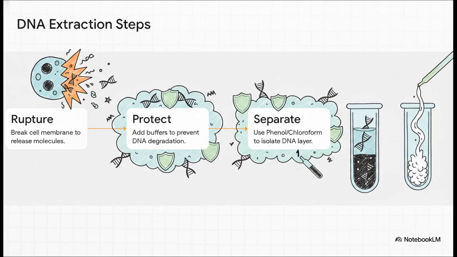Next, we mix in chemicals, specifically phenol and chloroform, and this separates the proteins and lipids into an organic phase, leaving our precious nucleic acids floating safely in a watery aqueous phase. Finally, we pipette that water layer out, drop in some chilled ethanol, and the pure DNA literally clumps together. It precipitates right out of the liquid so we can easily spool it up.